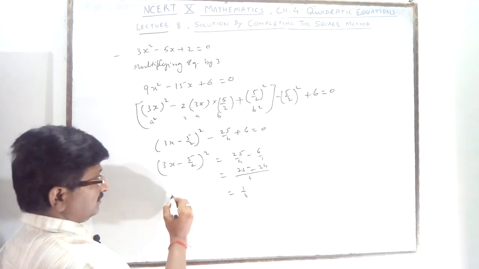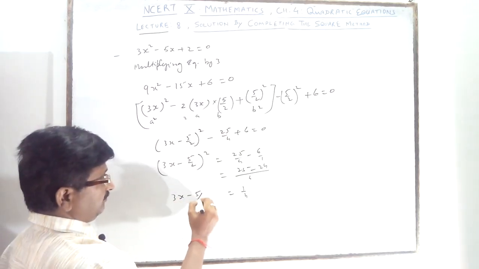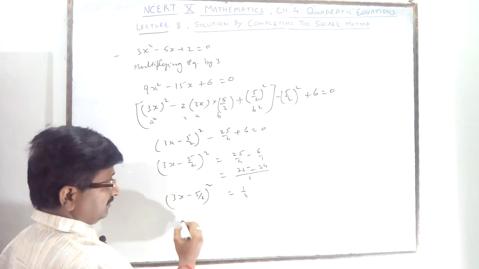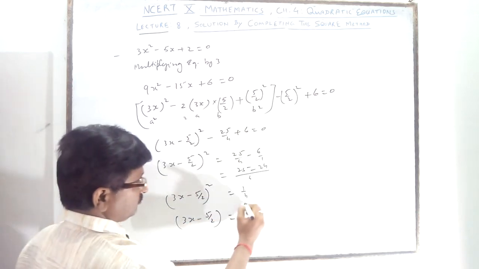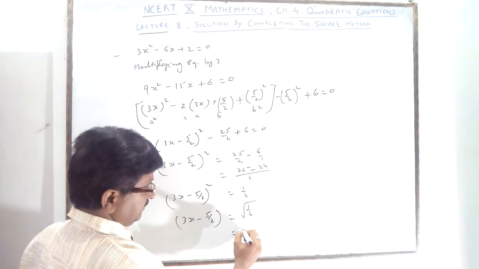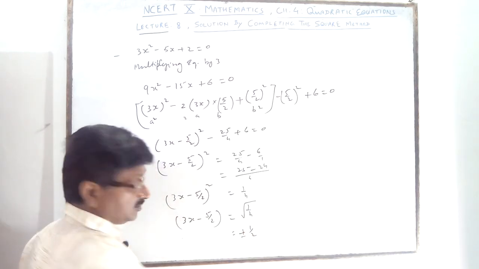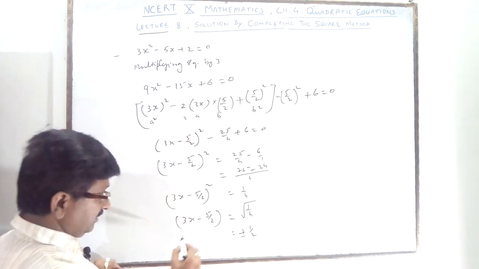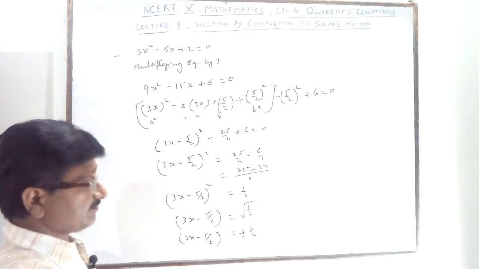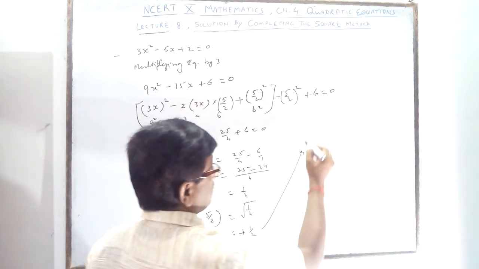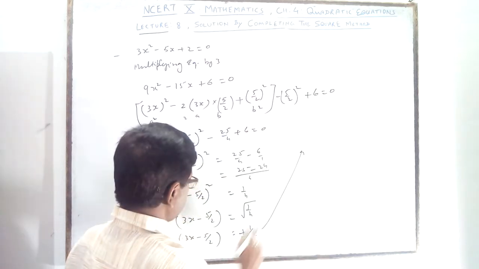It means 3x minus 5 by 2 whole square is this. Then what is 3x minus 5 by 2? It will be the square root of 1 by 4. That gives you plus minus 1 by 2, square root of any number. So you are getting 3x minus 5 by 2 like this. Now there are two options. One is plus, one is minus.